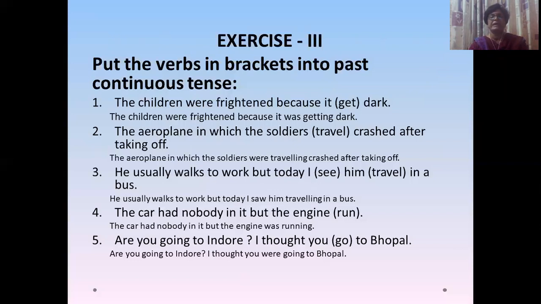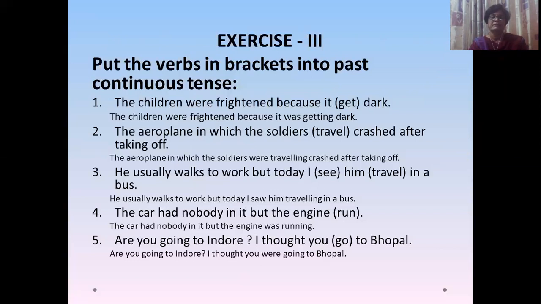The children were frightened because it get dark. The verb get is given in the bracket. It is the verb that has to be used. So in past continuous tense, let's see how the sentence has been formed. The children were frightened because it was getting dark. Now this is the past continuous form of the verb get.